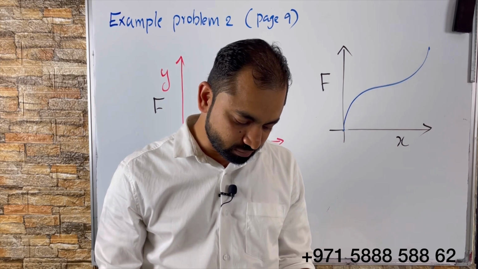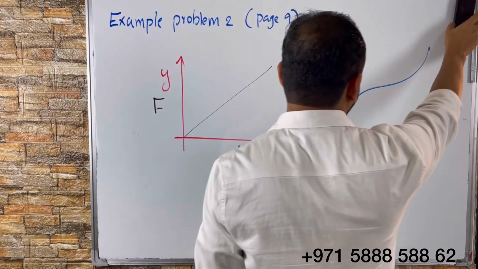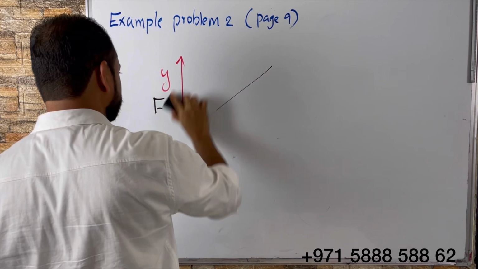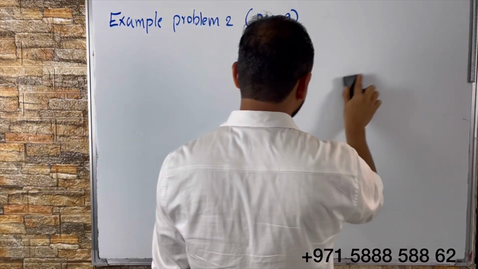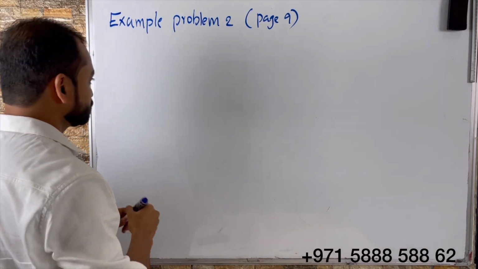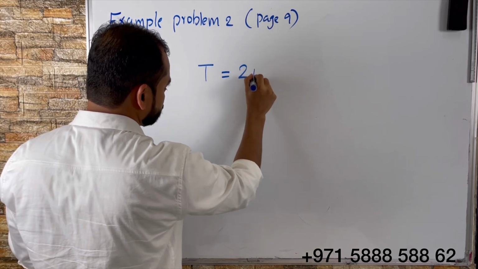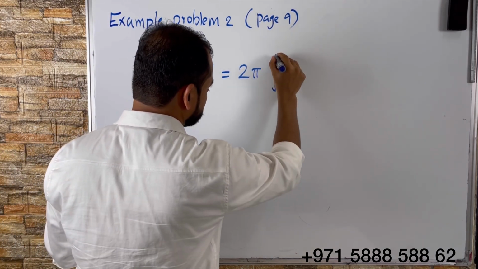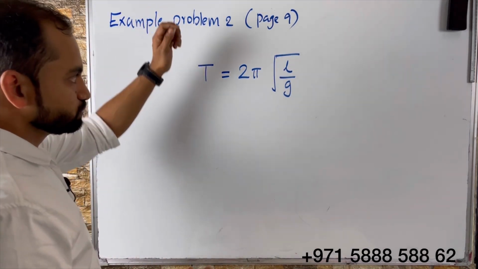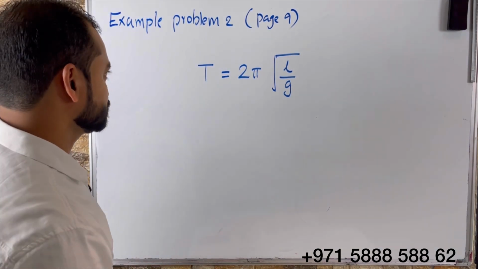How must the length be changed to half the period? So how must the length of a pendulum be changed to double its period, and how must the length of the pendulum be changed to half its period? The time period of a pendulum is given by the equation 2π√(L/g). So L is inside the square root, right?